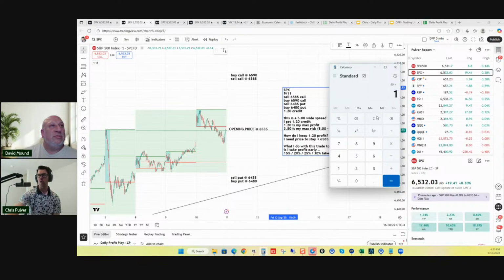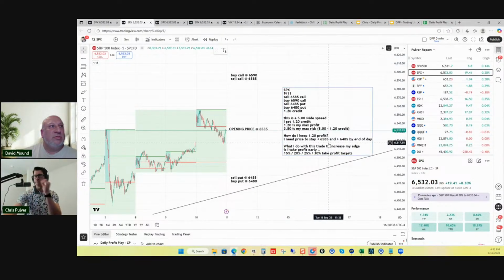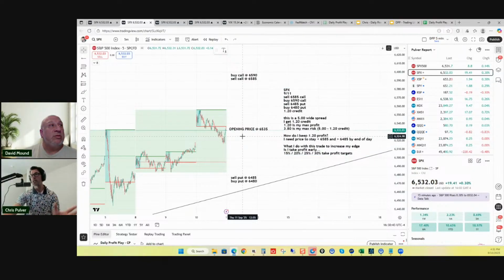If I make 40 out of the 120, I'm pulling in 33% return on that credit. I'm okay with that. I like the 20, 25, 30%. If I do that, I'm increasing my edge. I'm letting time decay work in my favor, and I'm letting market makers grind in the morning like they typically grind.